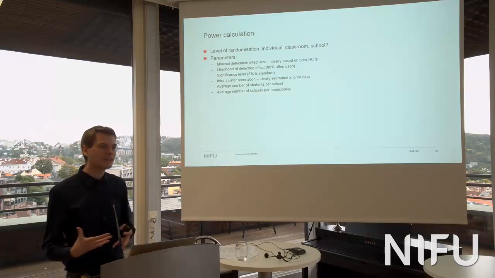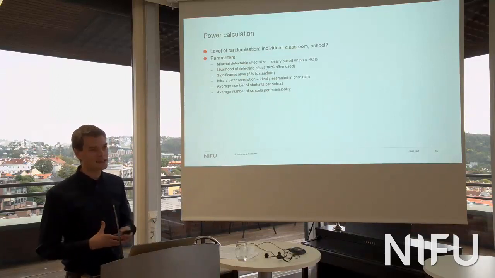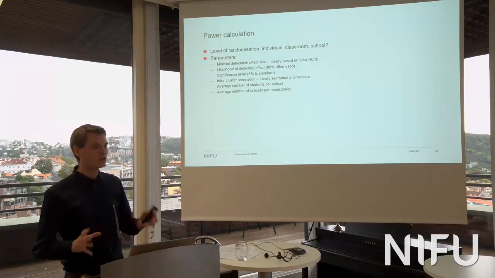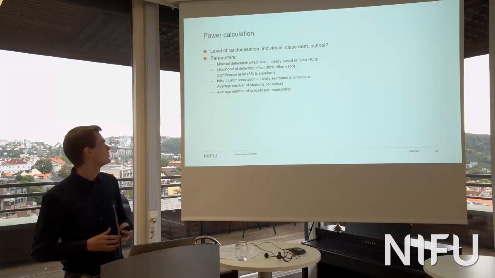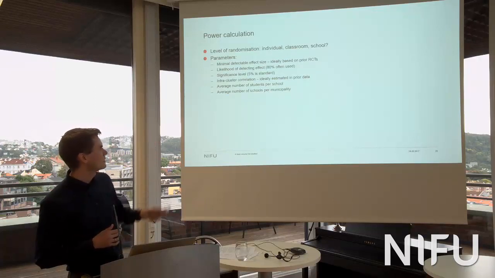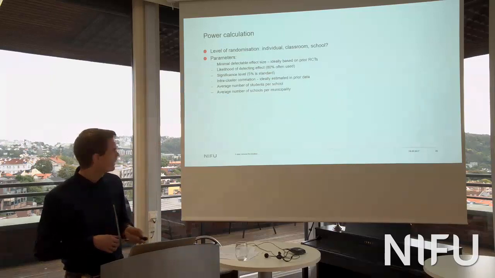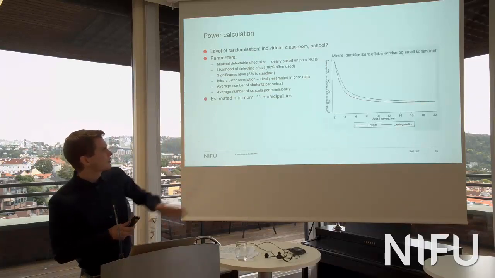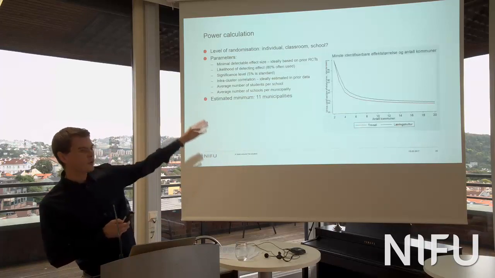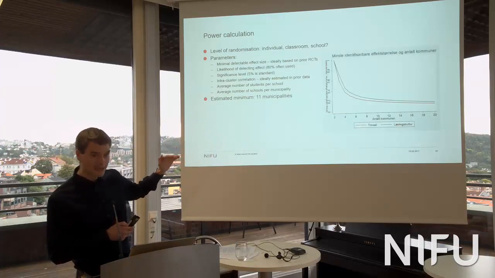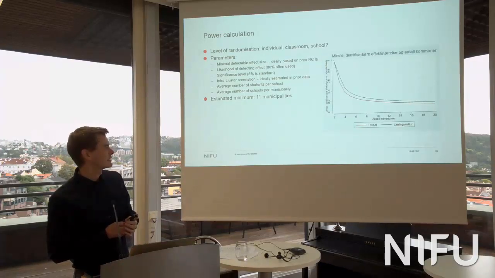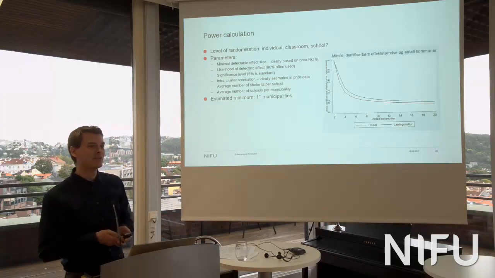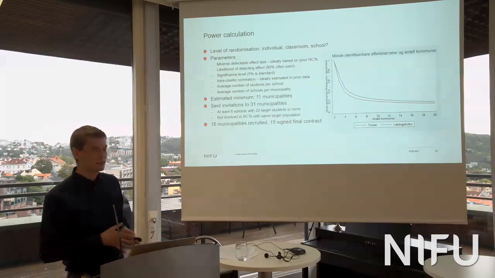So we had some data from the Norwegian pupil survey and estimated this ICC on two outcomes, a culture for learning and a well-being outcome. Then we also need the average number of students per school and the average number of schools per municipality. And with this information, we can make this graph here. On the y-axis, you have the minimum detectable effect size, and then on the x-axis, the number of municipalities. And we estimated that we needed a minimum of 11 municipalities in the study.